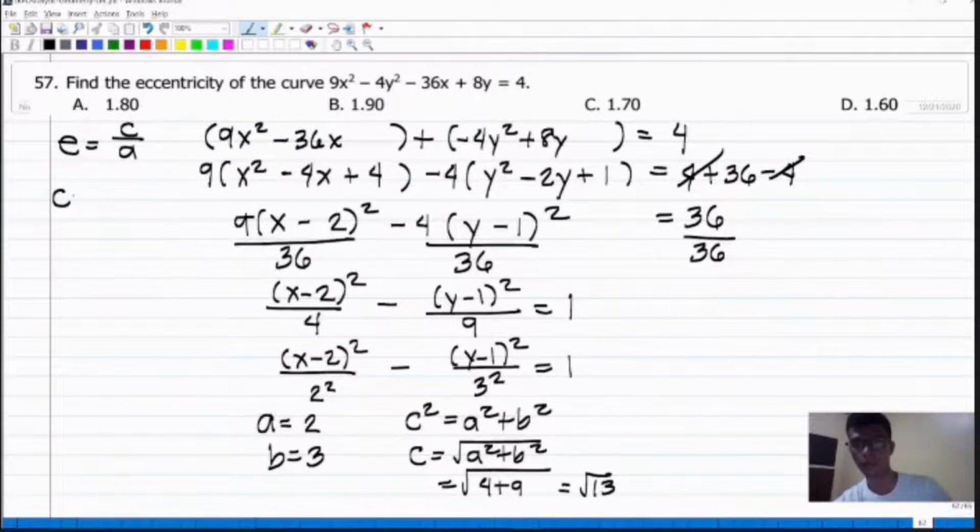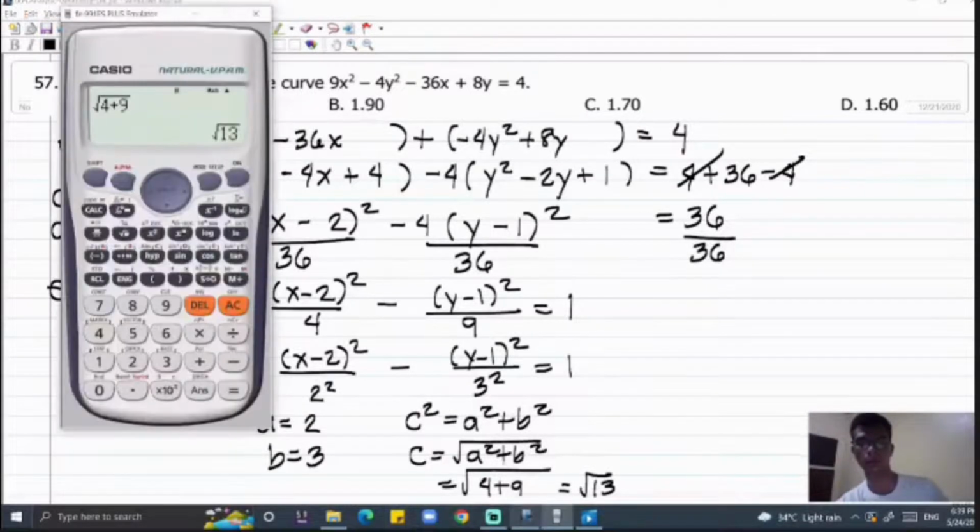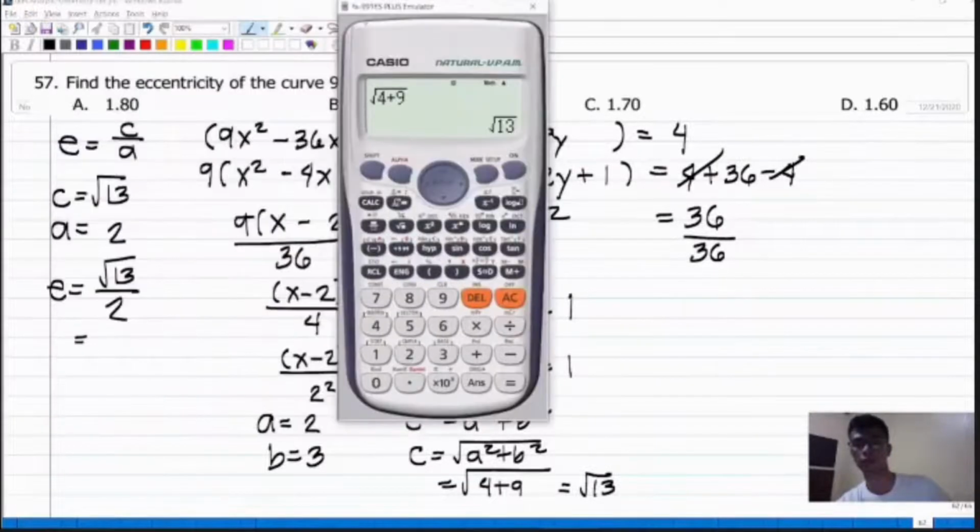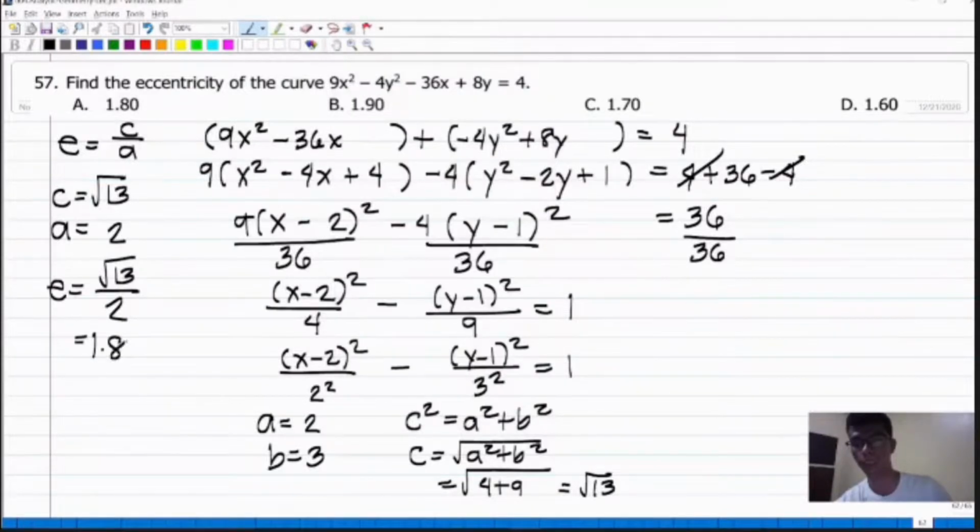So, given c, nakuha natin si c as square root of 13, nakuha natin si a as 2. The eccentricity is equal to square root of 13 divided by 2. So the answer is 1.803. Letter A.